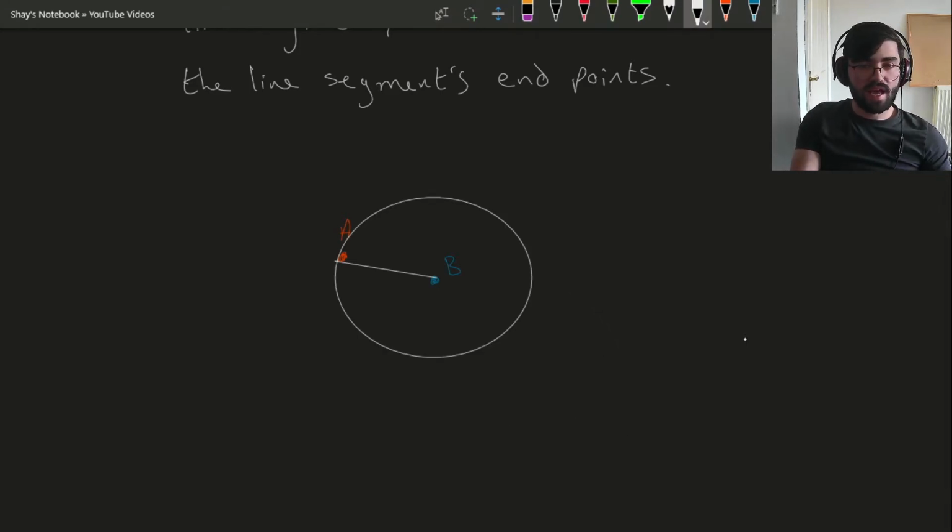So B is the endpoint of this line segment. I've chosen B to be the center of circle C. The circle is called C for circle. B is its center, the line segment is the radius of C, and the line segment meets C at point A. That's all I'm saying.